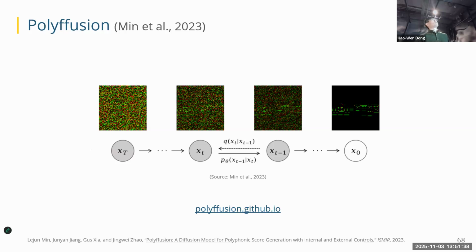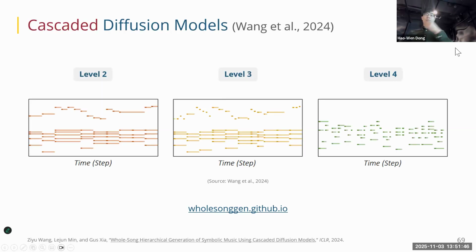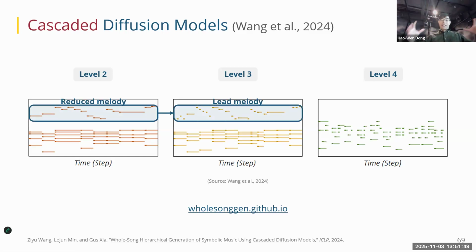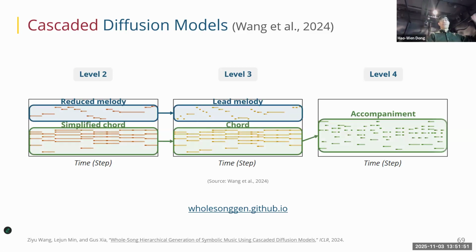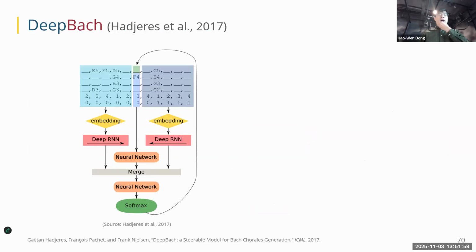In this case, it's still the same idea. Go from noise, keep removing stuff, and you will see some patterns showing up, and at the end, you get the piano roll. So we looked into this idea. You can extend it into a cascaded diffusion model that generates stuff with a coarse-to-fine generation idea.